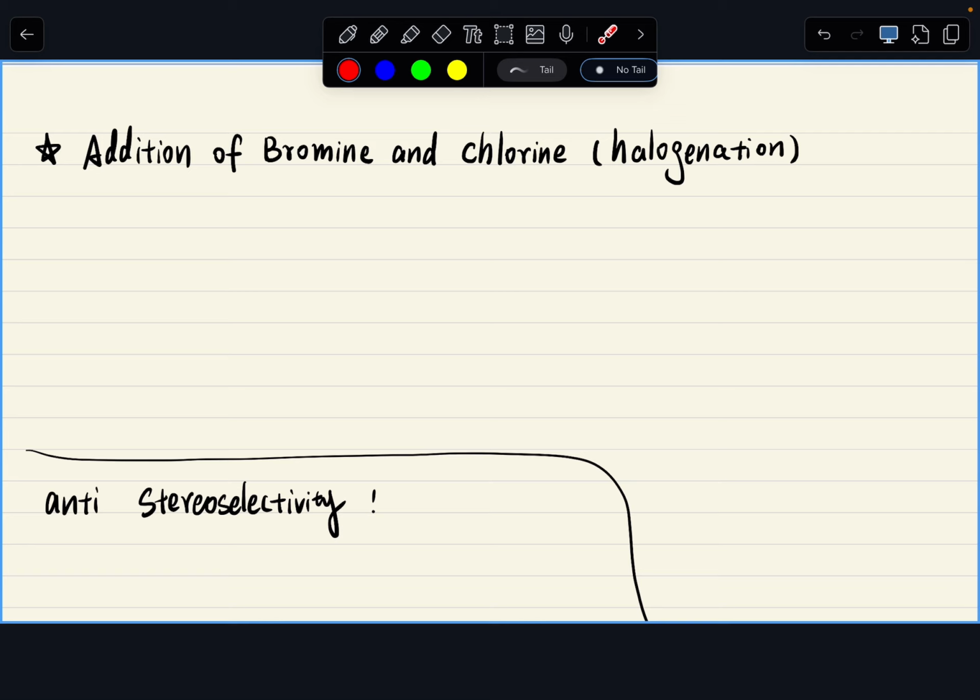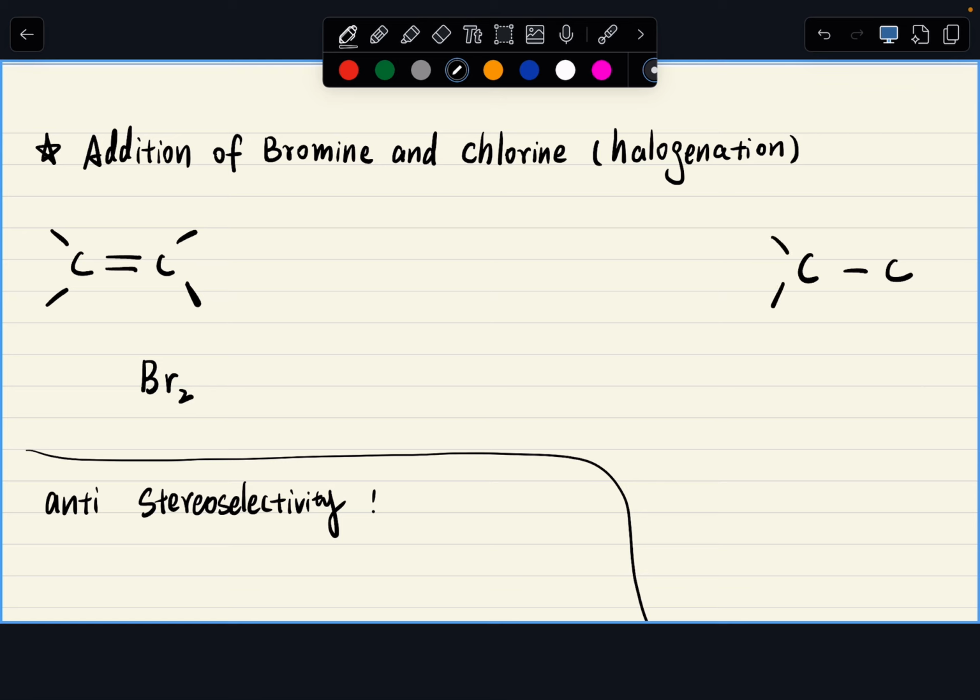So in comparison to hydrohalogenation, the general reaction here is we have a carbon-carbon double bond and a Br2 or your X2. It can be Br2, Cl2. And we're overall generating a carbon-carbon group.